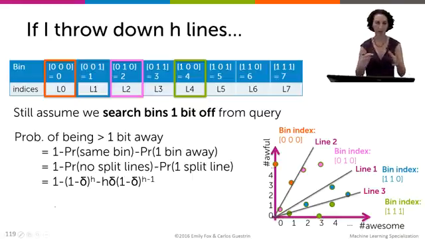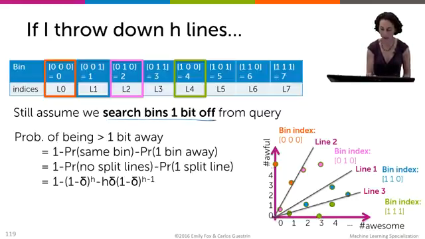restrict exactly what the algorithm's going to be doing here. So in this case, we're going to think about throwing down some H lines, and then we're going to search, as before, the bin that the query point falls into, as well as all bins that are 1 bit off. But remember, when we have more lines, we have more bits. And so flipping just 1 bit, there are going to be more bins that we end up searching. So in particular, even when we're still searching bins that are just 1 bit off from the query, we're going to have to look at the probability of our nearest neighbor being more than 1 bit away.